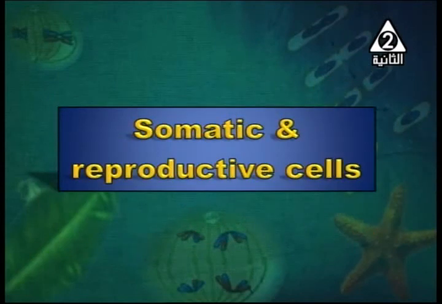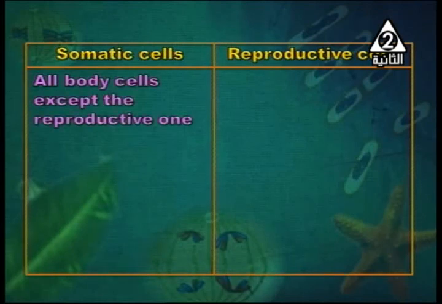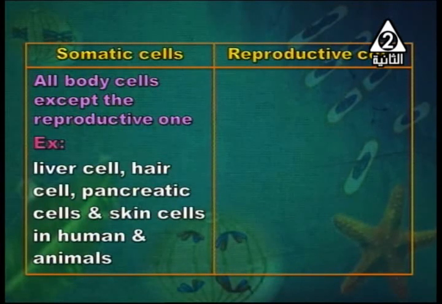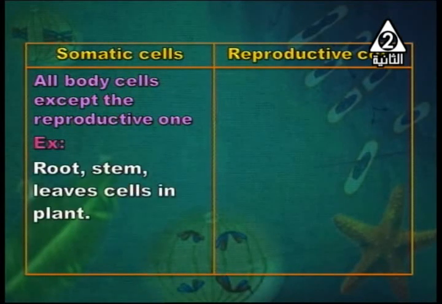Compare between somatic and reproductive cells. The somatic cells are all body cells except the reproductive ones. Examples: the liver cells, the hair cells, pancreatic cells, also the skin cells in humans and animals. But in the plant, they are the root, stem, and leaf cells.